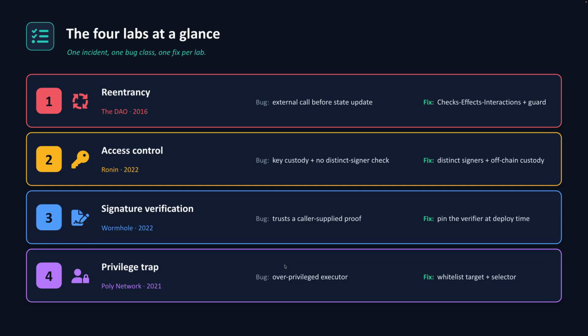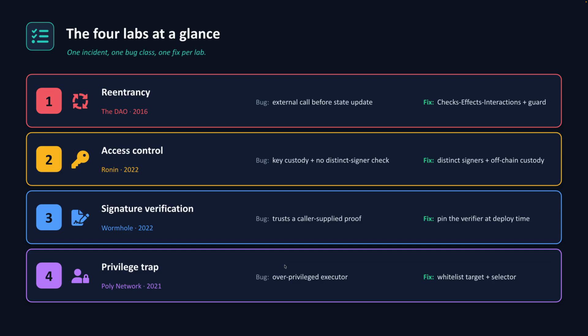In the case of reentrancy, the bug is external call before state update. The fix is the checks-effects-interactions pattern. In the case of access control, or the Ronin bridge hack, the bug was key custody plus no distinct signer check. The fix is distinct signers plus off-chain custody.